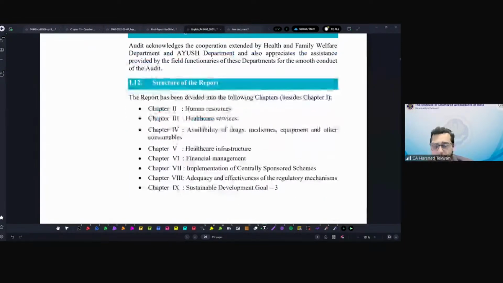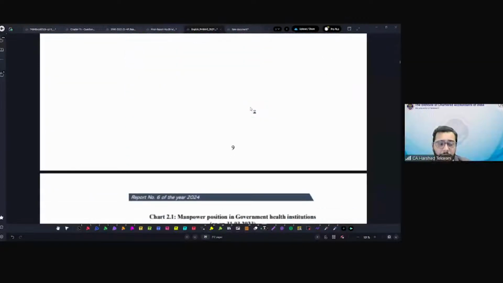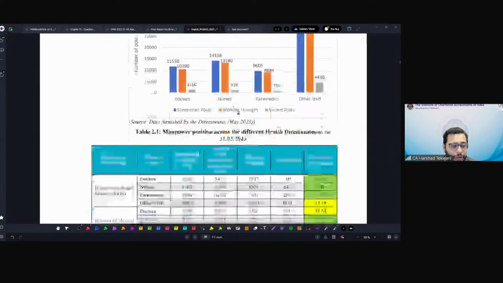And then they perform the audit and the observations are there. If you see the observations, I'll show you the observations. And by reading the observations, you'll come to know how different it is compared to the compliance audit.